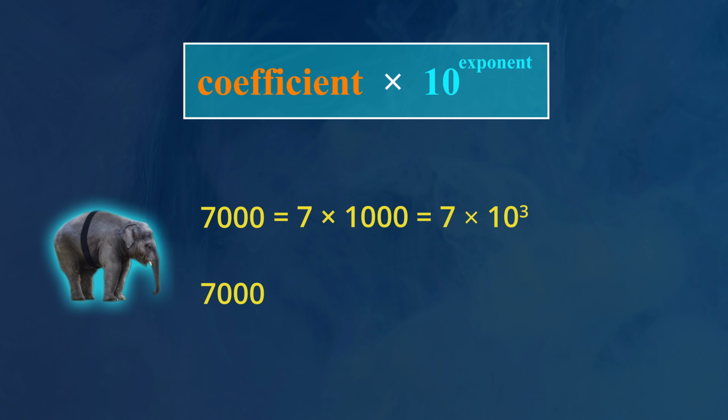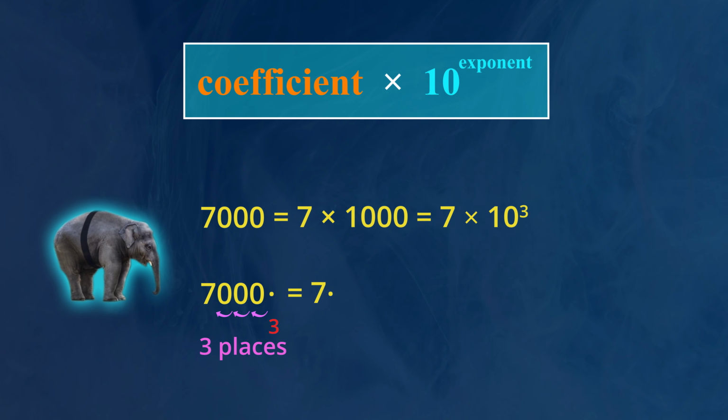Here's a quicker way. Write the decimal point in 7,000. The coefficient is the 7. Write the decimal point in 7. Now count how many places the decimal point was moved from 7,000 to 7. 3 places. So the exponent of the 10 is 3.